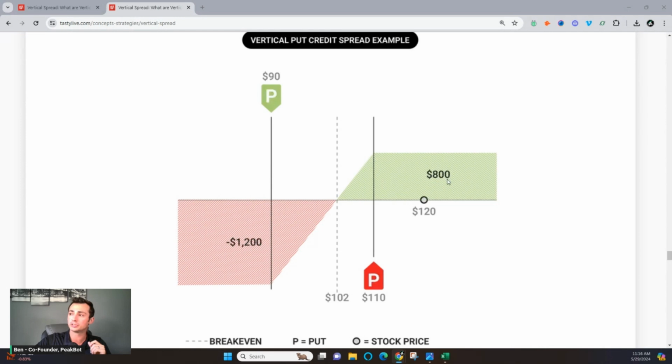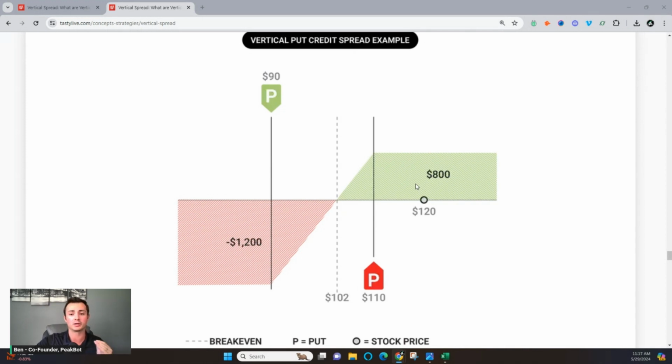That's represented by this green shaded area. And again, this is just an example from Tasty Trade, not necessarily one-for-one with how PeakBot trades this strategy. But there's, again, the $20 spread, $2,000 loss. Then you have to subtract out the $800 in premium you would earn from this, and that gets you to your essentially $1,200 actual loss. And we can see that represented by the $1,200 here. So the max we could win on this is $800. The most we could lose on this is $1,200. And again, the chances of us winning this entire $800 would be set at around 70%.